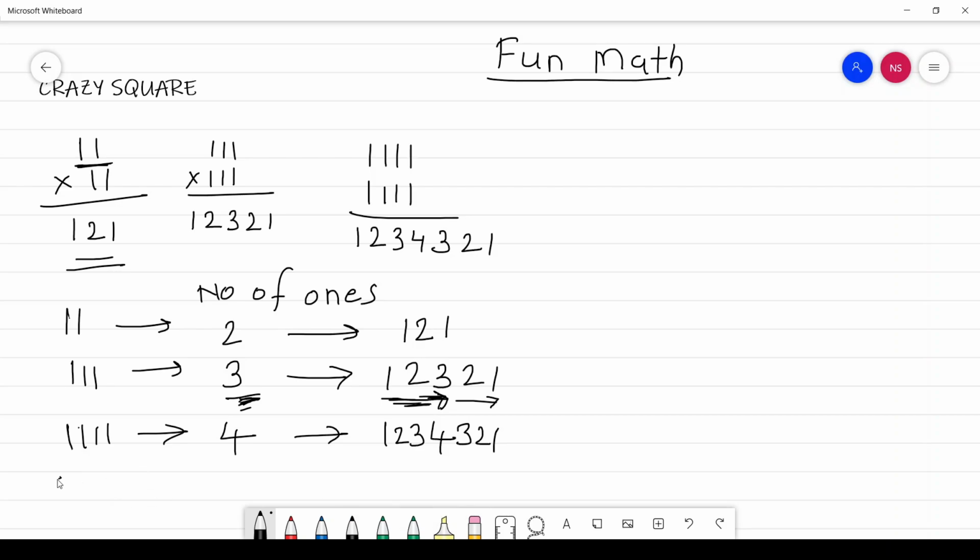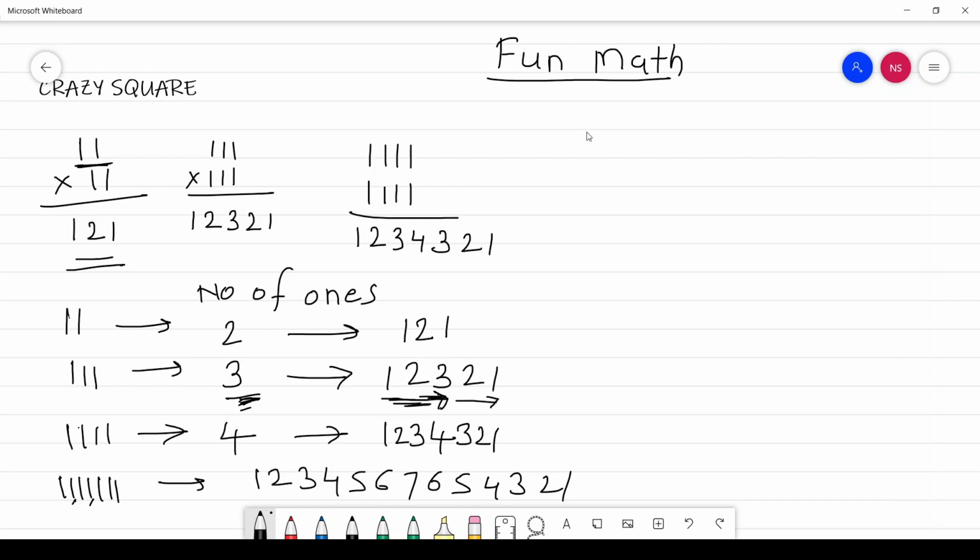So you can calculate the square of any number which has only ones. Take 1111111. How many ones are there? 1, 2, 3, 4, 5, 6, 7 ones are there. So the answer will be 1, 2, 3, 4, 5, 6, 7, 6, 5, 4, 3, 2, 1. You can check this on a calculator or calculate it manually also. The answer will be this only.